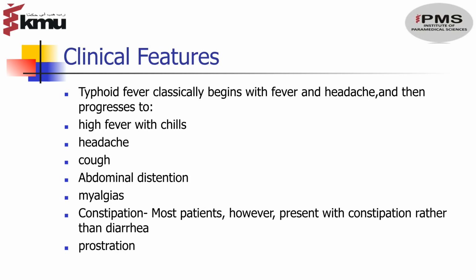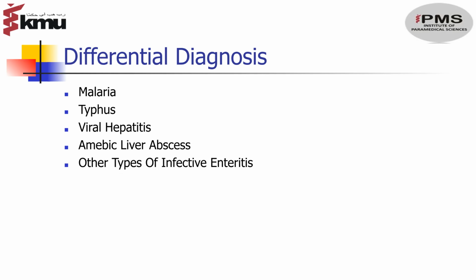Classic symptoms begin with fever and headache, progressing to high fever with chills, cough, abdominal distension, and myalgias. Interestingly, most patients present with constipation rather than diarrhea, alongside prostration. Differential diagnoses for typhoid fever include malaria, typhus, viral hepatitis, amoebic liver abscess, and other types of infective enteritis.